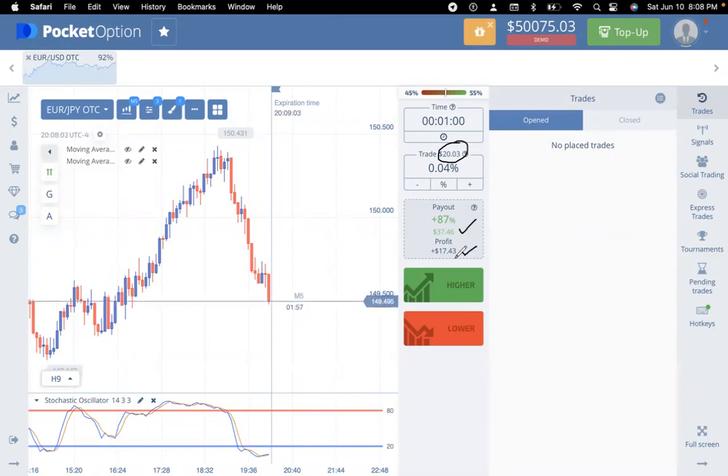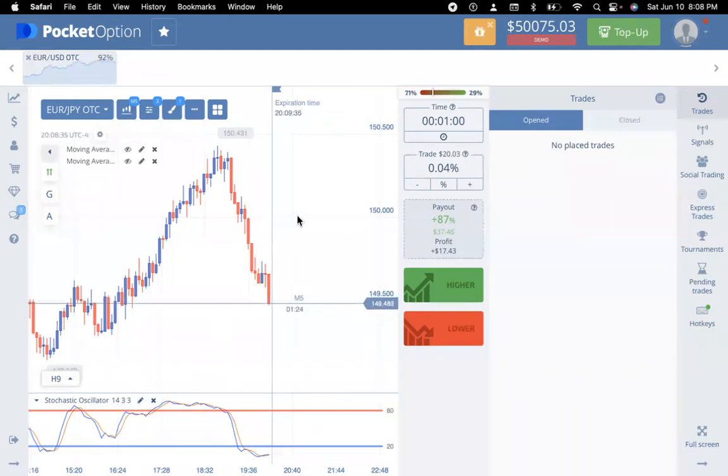$17.43 of profit. Now, you don't have to be a mathematician because they've done everything for you, but this $17.43 is actually 87% of $20.03. Now, the reason why you see two numbers is because if I enter this trade, I'm risking $20.03. If the trade goes in my favor, no matter whether I'm going for a buy or a sell, I'm going to gain $17.43 profit, but I'm also going to get back my initial investment as well.